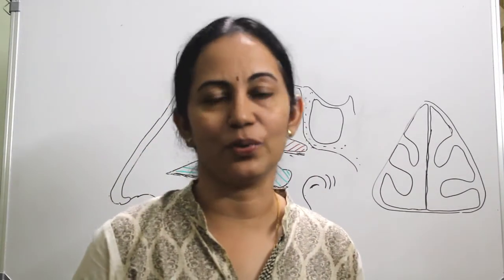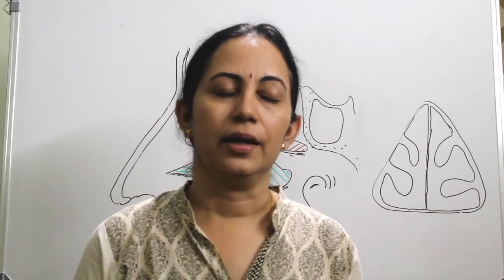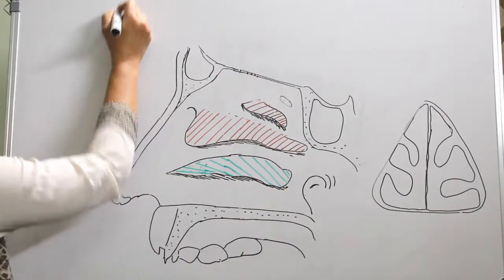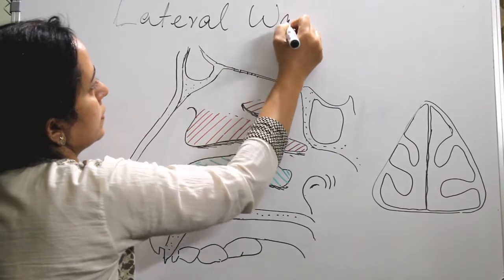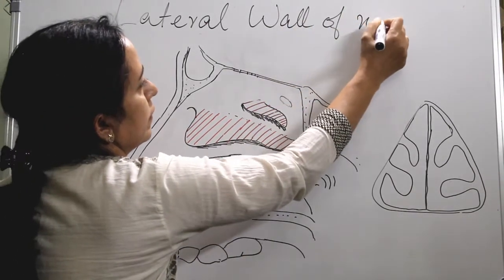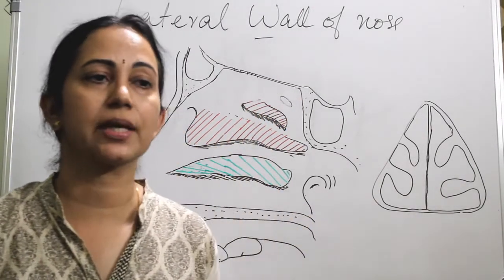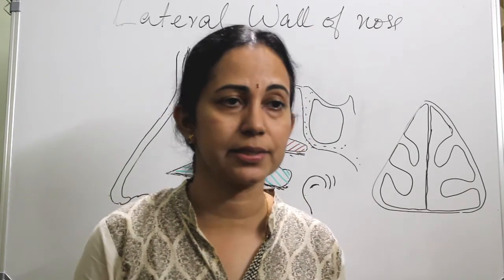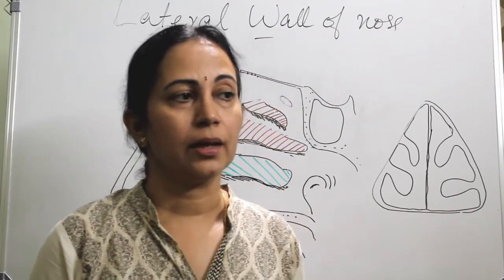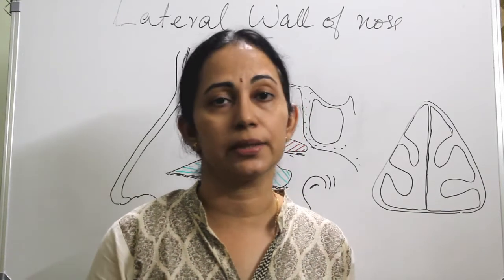Today's class is on the lateral wall of nose, and this is important for examination theory as well as for clinical purpose. For theory, the lateral wall of nose can be asked as an essay. A full essay can be asked, and also each part can be asked as separate short answers, especially the inferior turbinate, the middle meatus, and the osteomeatal complex. In the drawing and labelling section also you will get the lateral wall alone or as middle meatus.